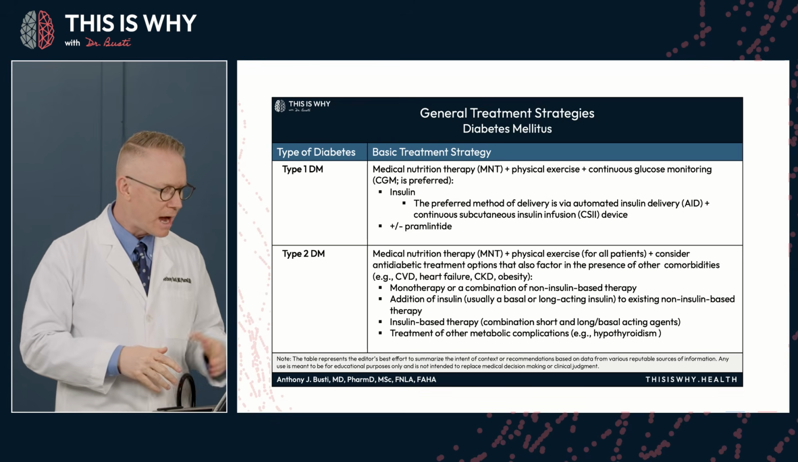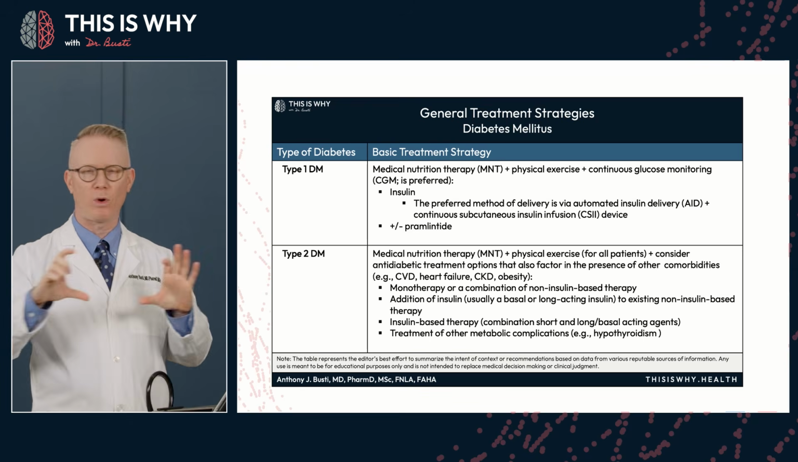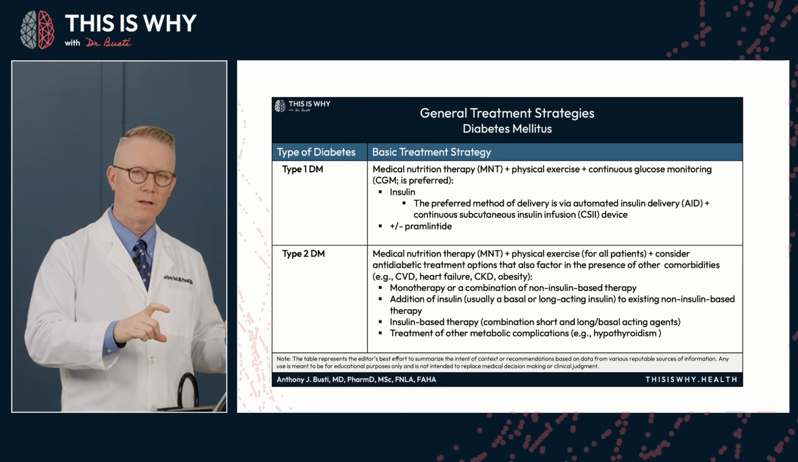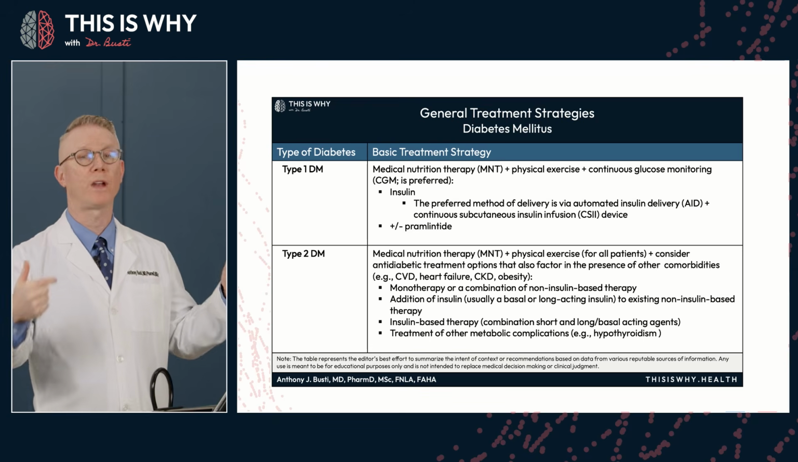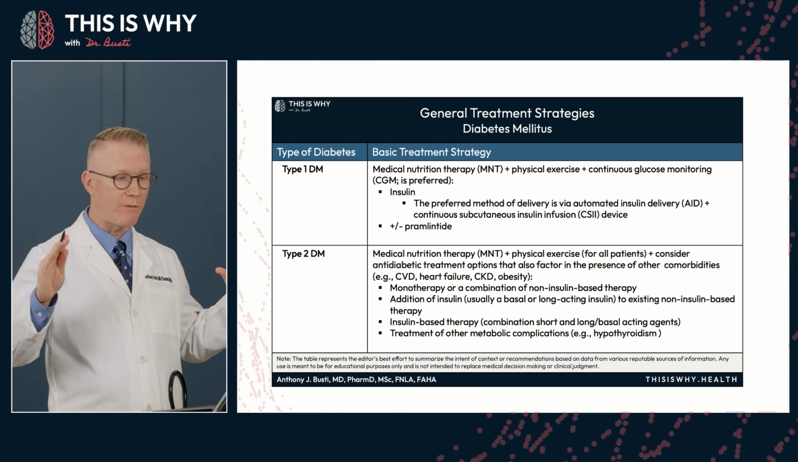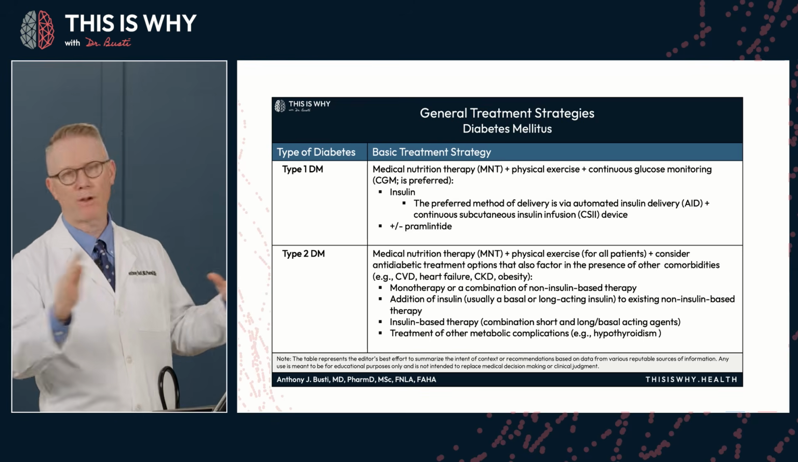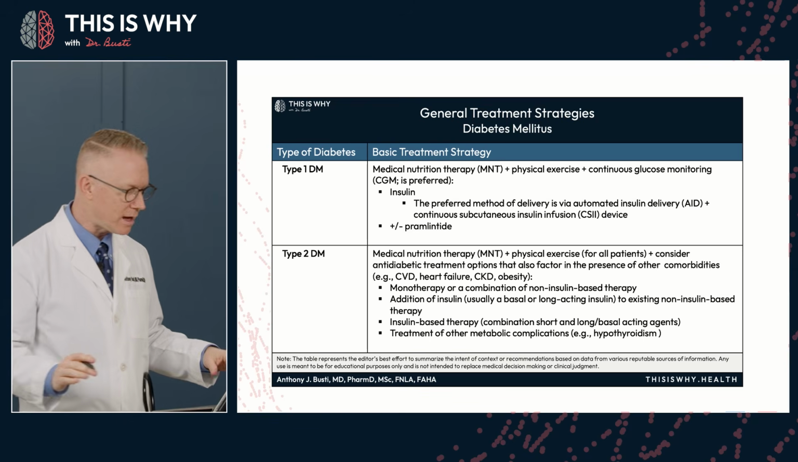Okay. Now, this table is a general treatment strategy. It breaks down type 1 versus type 2. And remember, pramlintide is a non-insulin based treatment that can be used for either one of them. And it's listed here. Now, this is meant to be a high-level overview, not details, comprehensive, every potential treatment option. Don't look at it like that, okay?